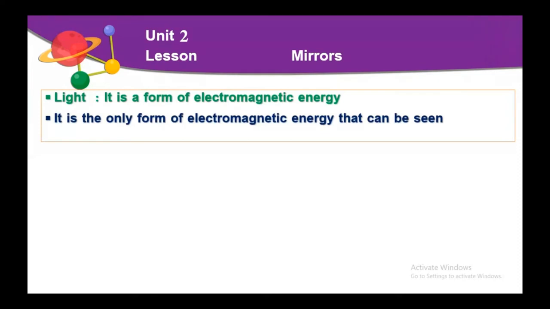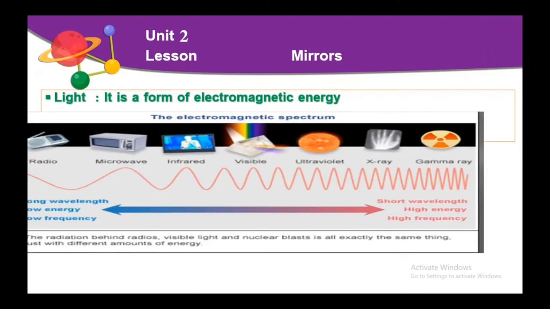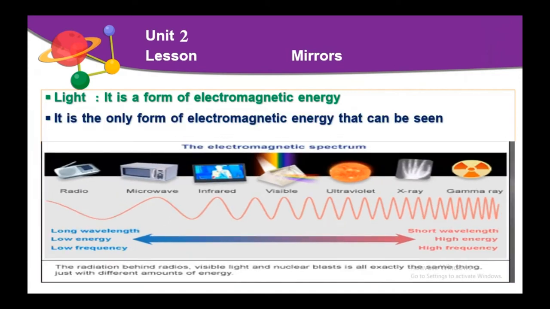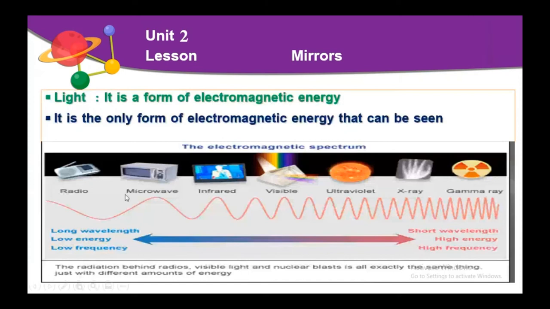Another definition of light: it is the only form of electromagnetic energy that can be seen. Of course, we have an example of light that can be seen, visible light. As you know, electromagnetic waves consist of many components of light. Number 1, gamma ray, X-ray, ultraviolet, visible spectrum, infrared, microwaves, radio waves.